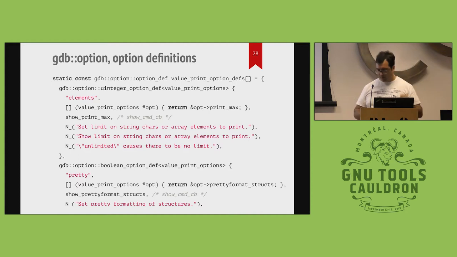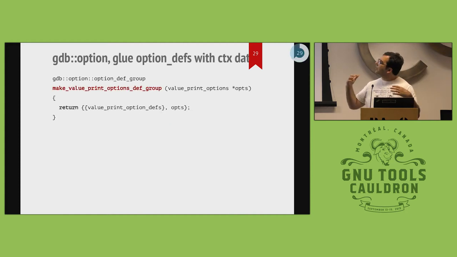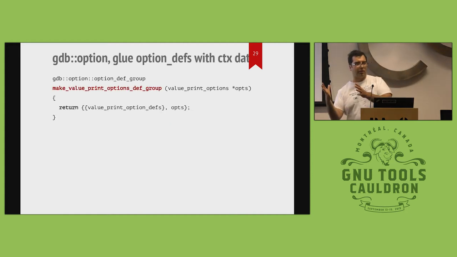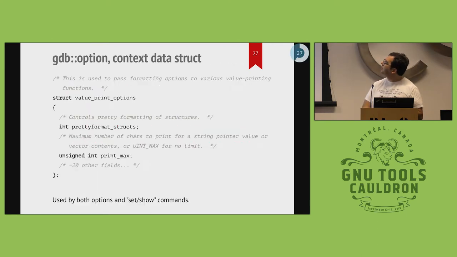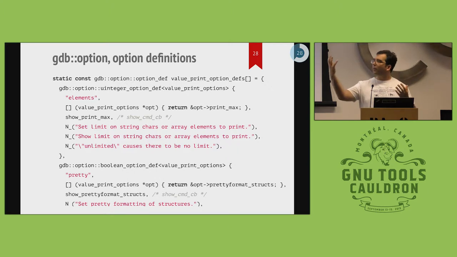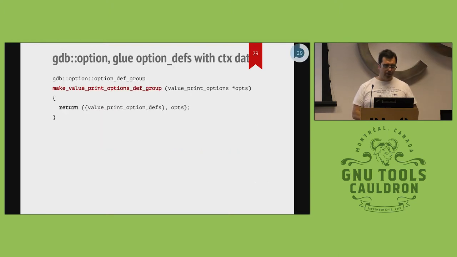So now you have this, and you need to glue the option definitions with the context structure. You need to have one instance of this and one instance of this glued together. So the option definitions consume the context. And you write a small function just to bind them together. You're basically going to copy paste this whenever you create a new command, and change the name and change the types. There's a pattern here.